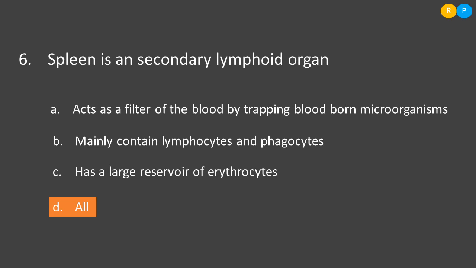Then option B, mainly contains lymphocytes and phagocytes. So lymphocytes and phagocytes are present in the spleen. Clear, because it is a secondary lymphoid organ where the interaction of antigen antibody takes place. So in order to interact with the antigen, the organ needs to consist of lymphocytes. So lymphocytes and phagocytes are present in the spleen. Then option C, has a large reservoir of erythrocytes. So this is also correct with regard to the spleen. So the correct answer is option D, all.